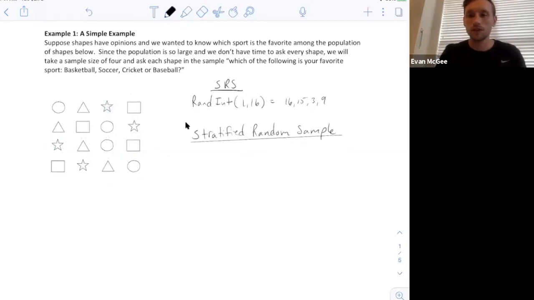For my stratified random sample, I've reset the population back to the original. I'm going to break up my individuals into similar groups. So I'm going to have a group, or stratum, of circles, squares, triangles, and stars. So I'll go do that now.